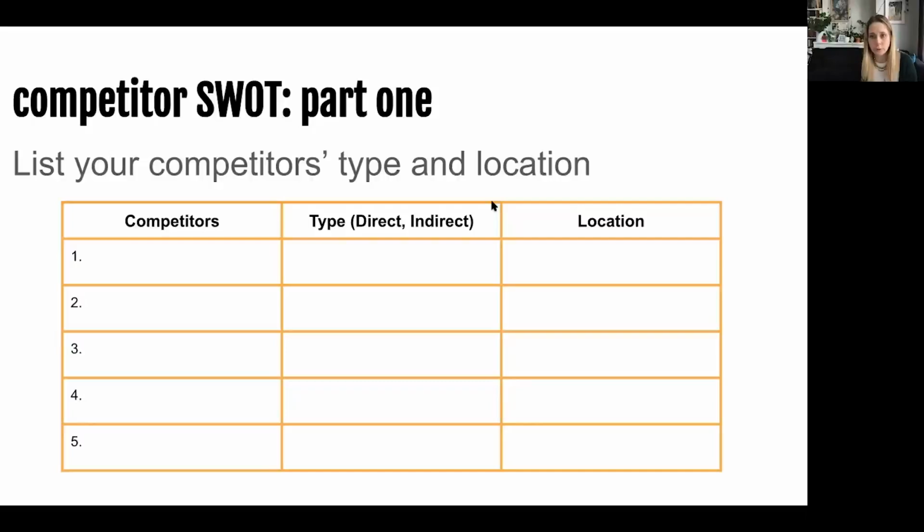So just a reminder that geographic location and online location, so whether they're using Instagram, Facebook, website, or different tools like that, you can identify that in your location as well. So it's not just about the city, the province, or the country that you're operating in, but also the online space.